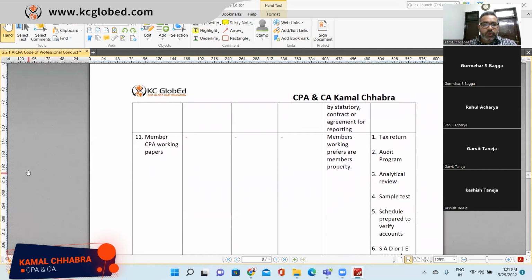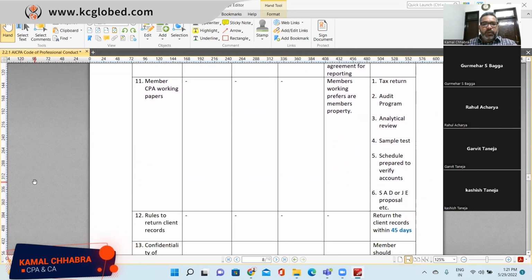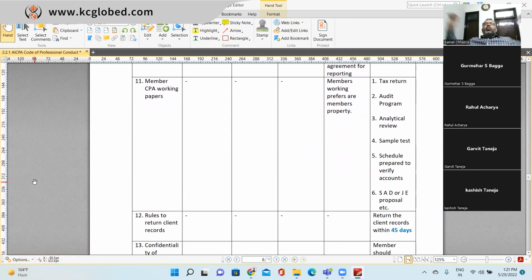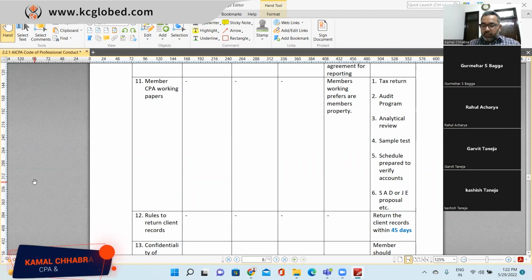Very good question, Gurmeet. Member CPA firm work paper. So what are all the rules relating to the CPA work paper? That means you are all doing audit, right? You might be making a lot of schedules, a lot of notes, a lot of work papers, right? So who is the owner of those work papers? Audit work papers are the work papers of the CPA, not of management.